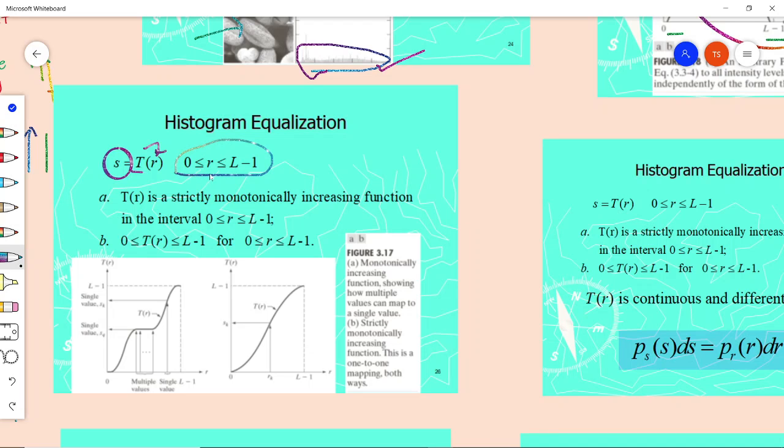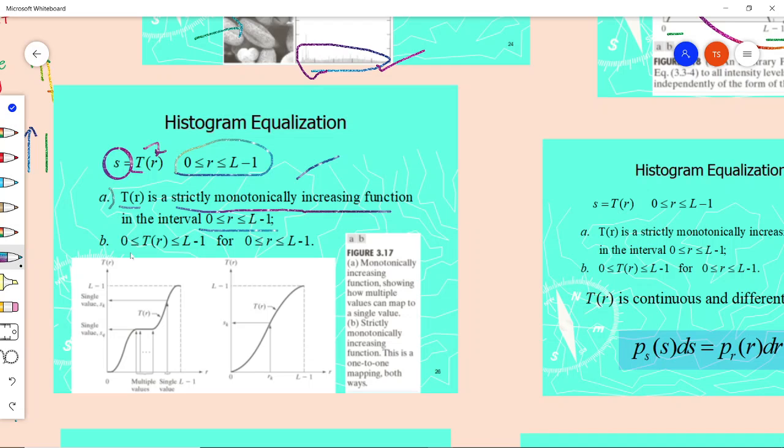So 0 is less than or equal to R is less than or equal to L minus 1. Then we are saying T of R, the transformation function upon the input intensity values, is a strictly monotonically increasing function. Okay, what is meant by strictly monotonically increasing function? Monotonically means in a similar singular fashion it is increasing, and strictly. So T of R, the transformation function upon R, is a strictly monotonically increasing function in the interval 0 to L minus 1.